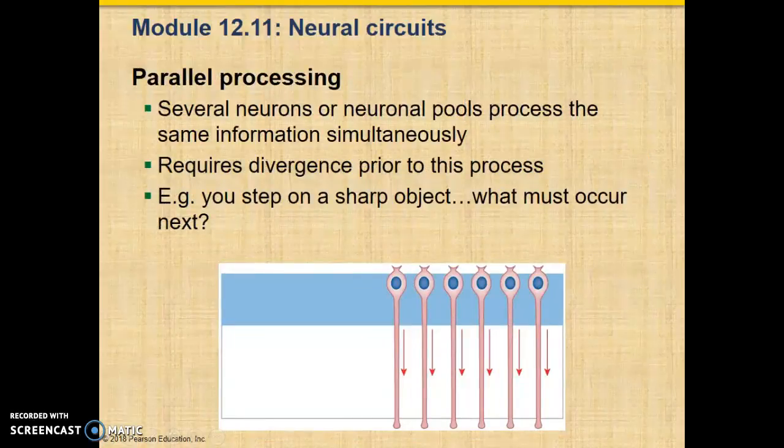Parallel processing. When you step on a sharp object, what must occur next? I mean, so many things have to happen at the same time. You have to lift up your foot from the sharp object, and you have to shift your weight over onto your other leg so that you can support your weight on that. Your posture changes. You may shout. There are quite a few things that need to happen. And in this case, with this parallel processing, several pools process this information at the same time.